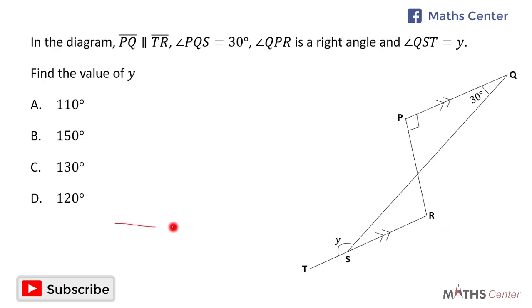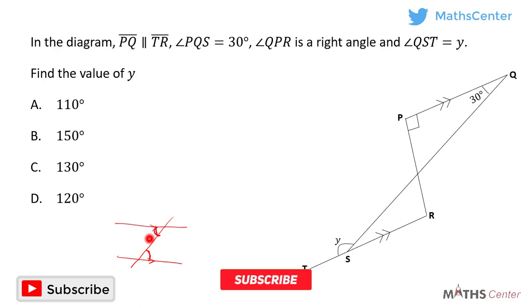If you have two parallel lines, so if you have this line parallel to this line, and we have a transversal crossing it, the angle formed here and the angle formed here are alternate angles, and alternate angles are equal.